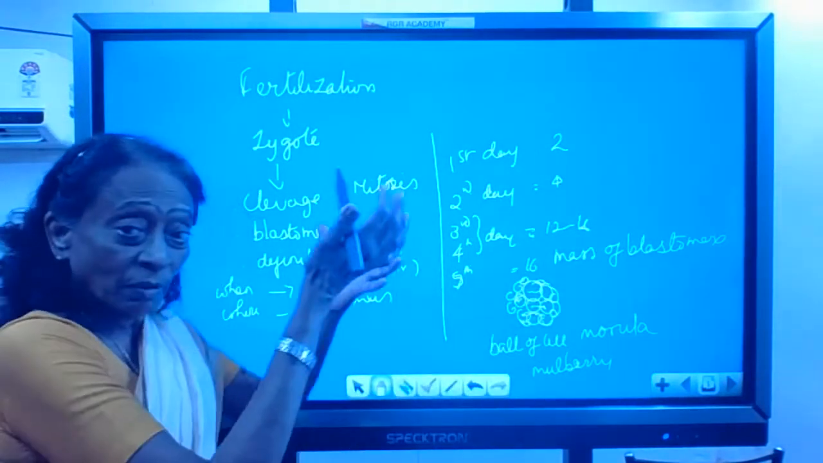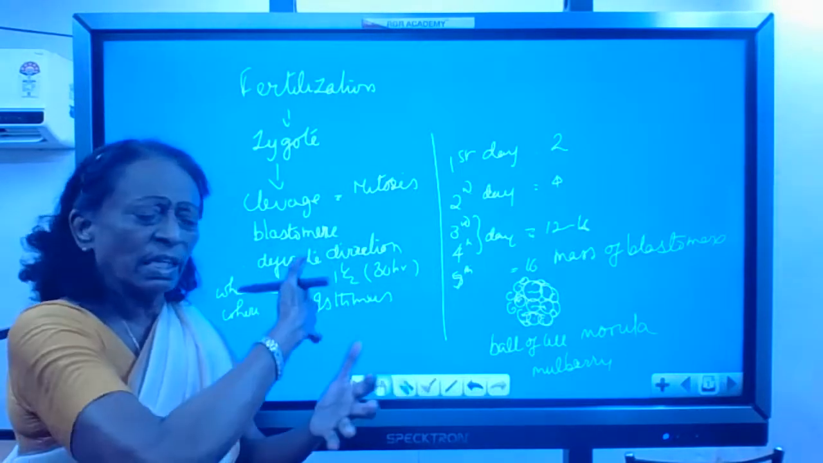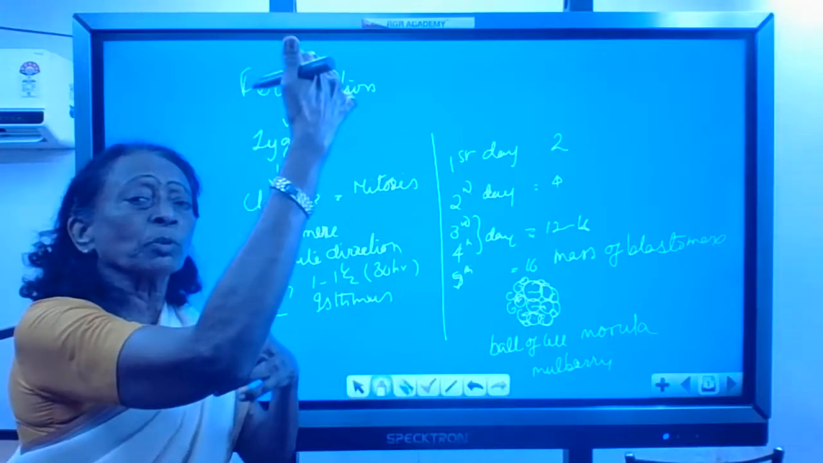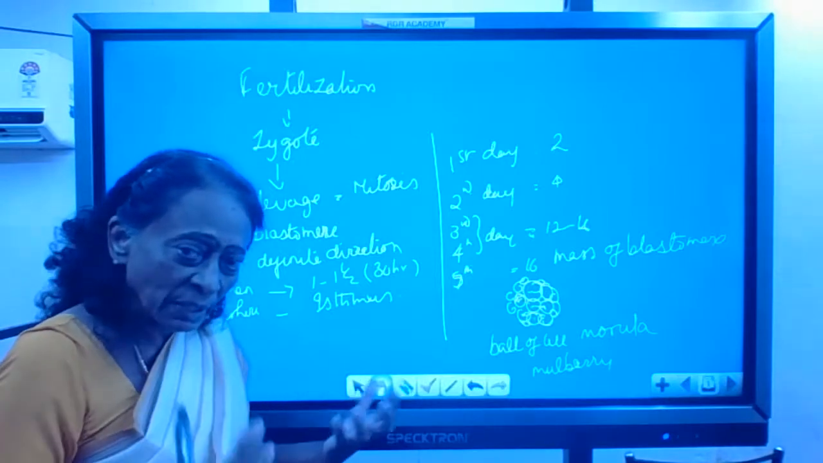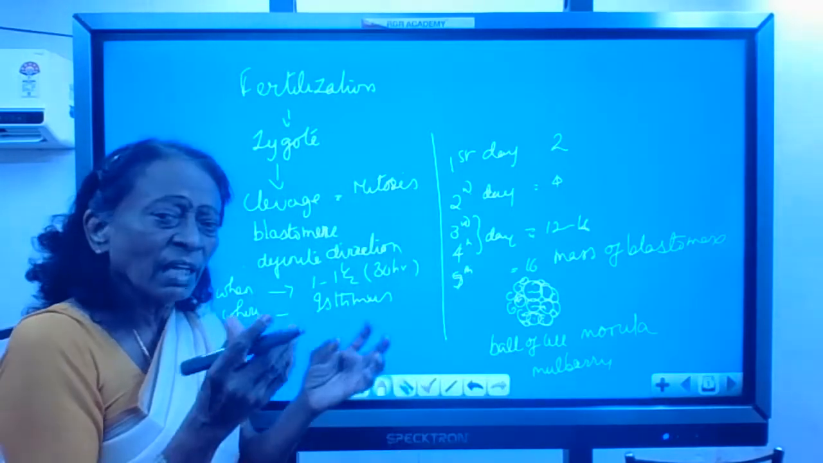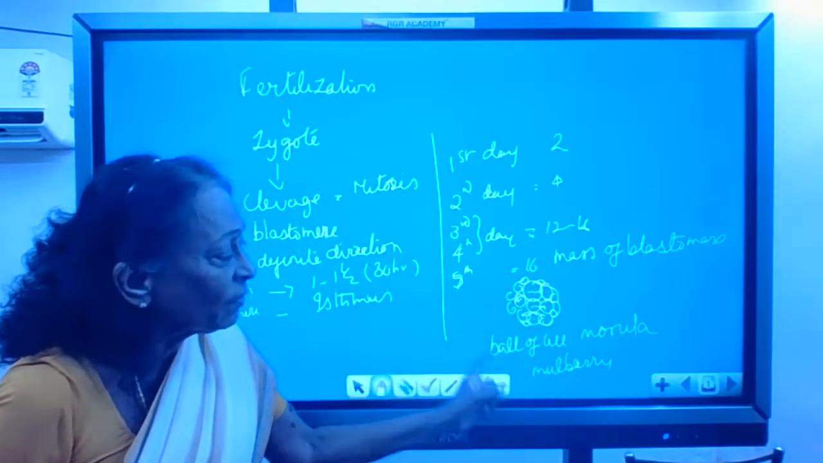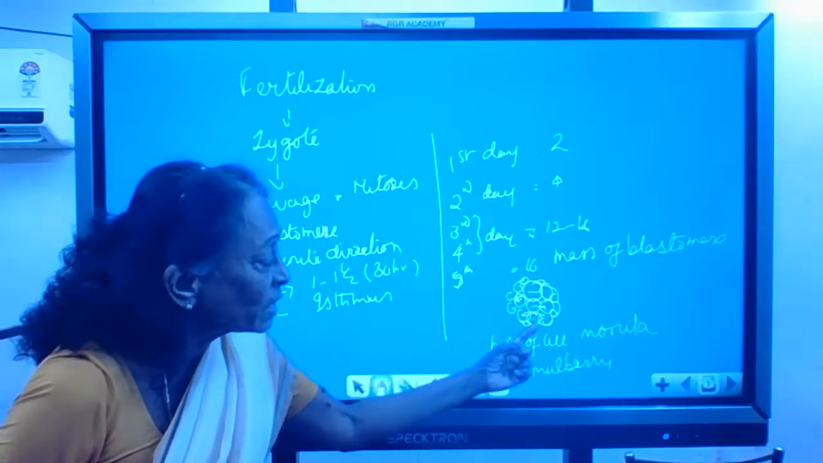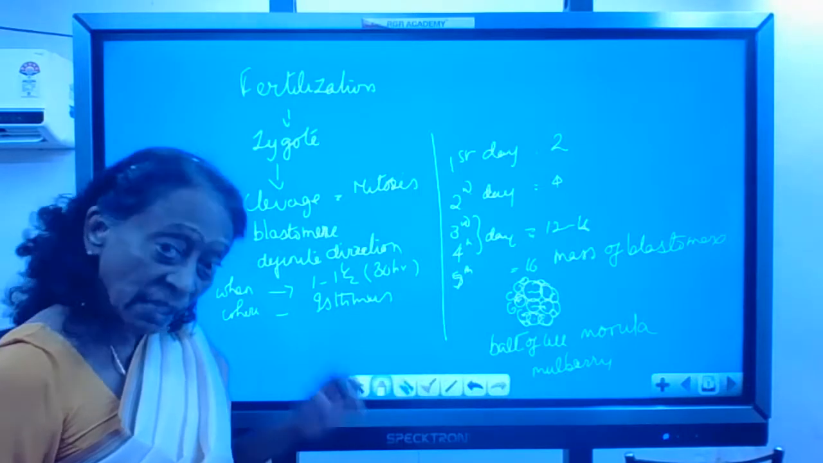Why? When the division occurs, I told you the third division, the horizontal one, is unequal. It's not exactly in the middle, the equatorial plane, but a little bit above. So the upper half will be smaller cells, the lower half will be larger cells. When they multiply, the upper half cells overflow and cover the outer side, and the lower ones occupy the middle part. So the entire blastula will have a mass of cells with the larger ones inside and the smaller ones outside.